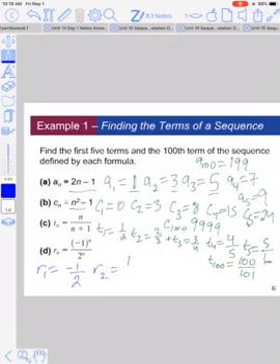Negative 1 squared is 1. 2 squared is 4. R sub 3. Negative 1 to the third is negative 1. 2 to the third is 8.